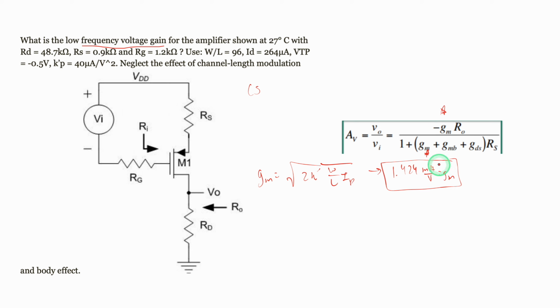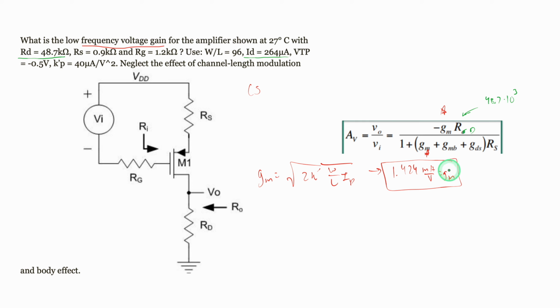Now our R naught is given to us in this problem as RD. We don't want to find our R naught. We want to find what's associated with the value that we have here. So with ID, we have RD. So this value is not going to be R naught, it's going to be RD, and it's going to be 48.7 times 10 cubed. Now we have our GM, which we're plugging in, and then our GMB and GDS.